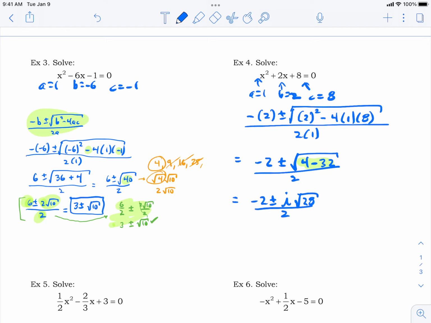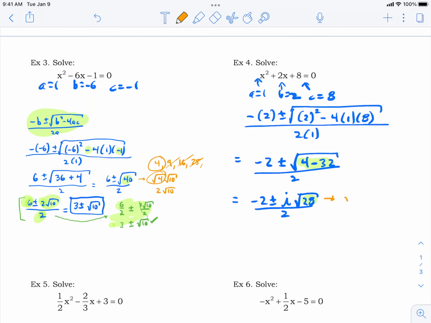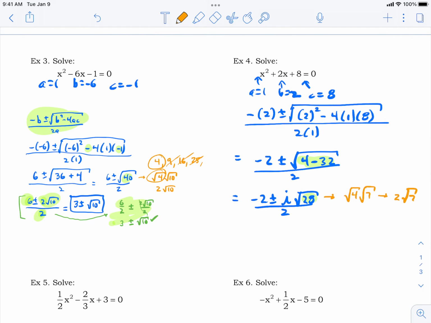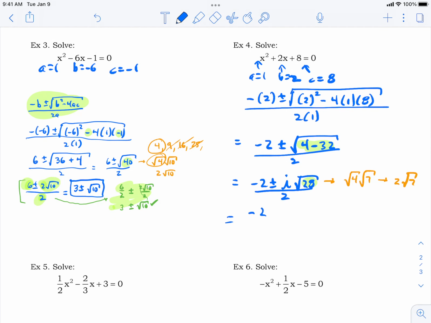Now comes the part where you need to reduce this radical 28, sniff out a perfect square. Just like the 40, it has a 4 in it. So the root 28 is like a root 4 times a root 7, right? 4 times 7 is 28. And the radical 4 can be simplified. Radical 4 is just 2. So that's really just a 2 radical 7. So what I got here is a negative 2, plus or minus, and the 2 is going to come out, and I put it in front of the i, and I still got the 7 inside.